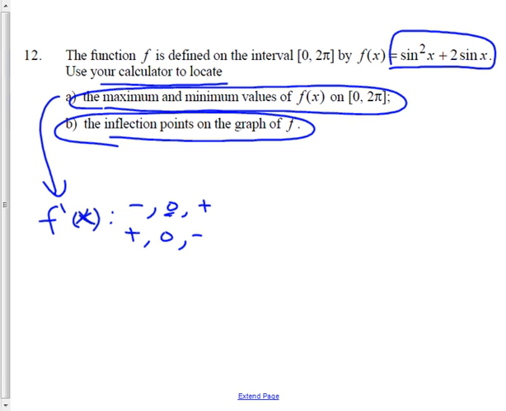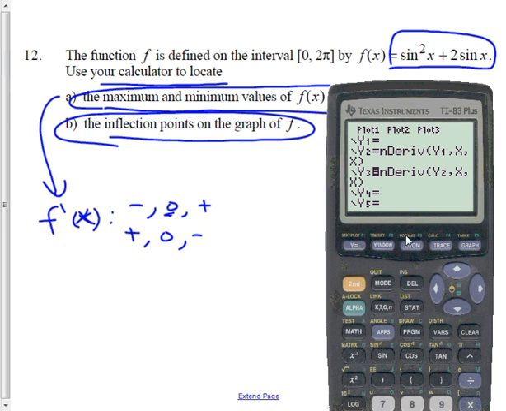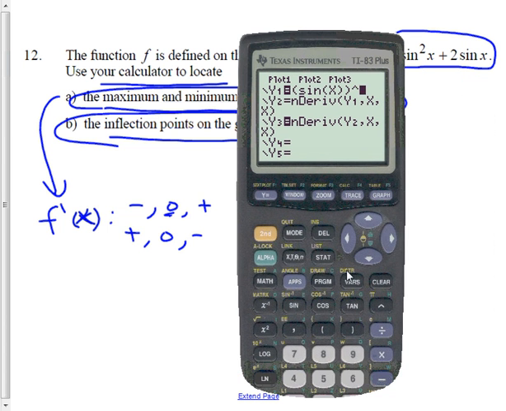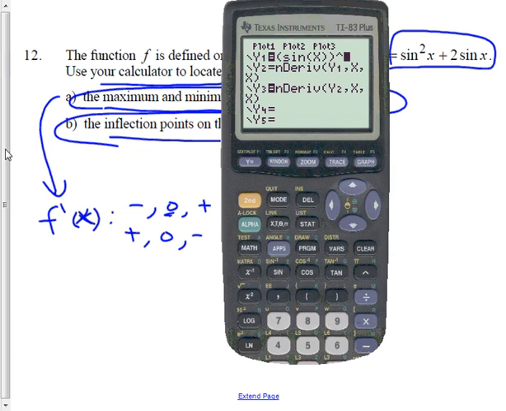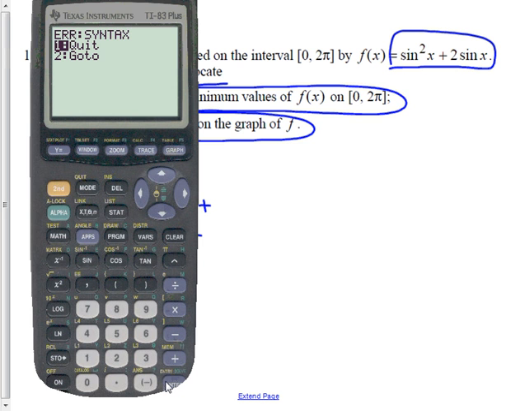So we are going to go to our calculator, and we're going to put in our new function, sine squared of x, and remember that we enter it as sine of x, squared, plus 2 sine of x, and we want to find out the local max and mins. To find the local max and mins, you're just looking at the first derivative, and you're looking for when the first derivative is 0 or undefined. So let's turn on that first derivative, and let's graph it.